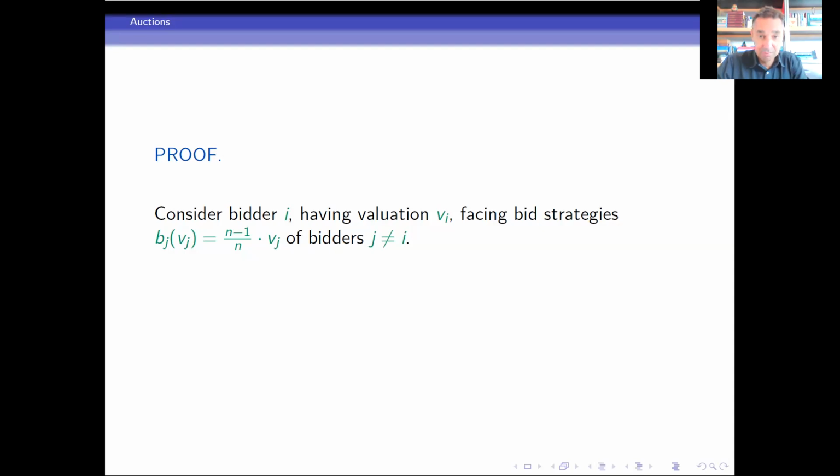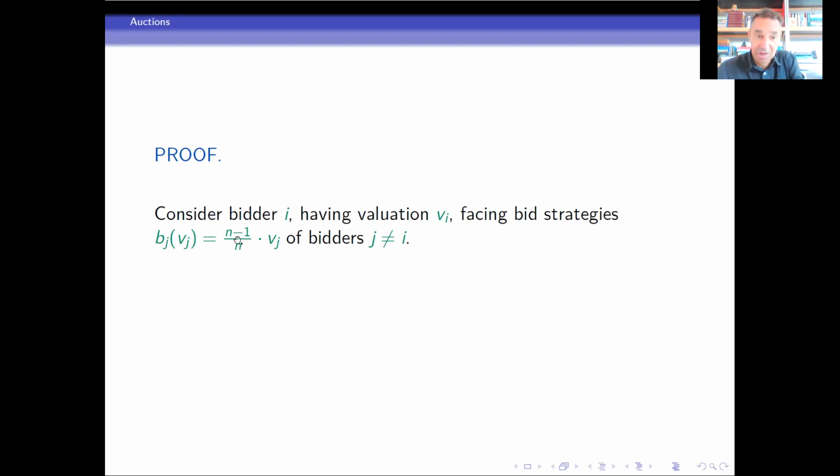So you assume that the others bid according to this bid strategy. Of course, you don't know the VJs, but you do know that for each bidder J, if he has a certain value VJ, then this is how he constructs his bid. So that is what you do know.